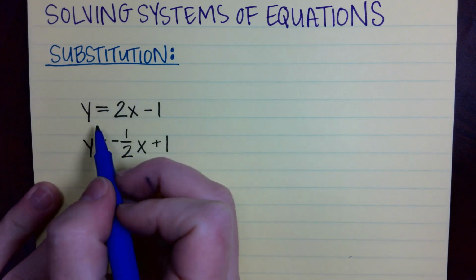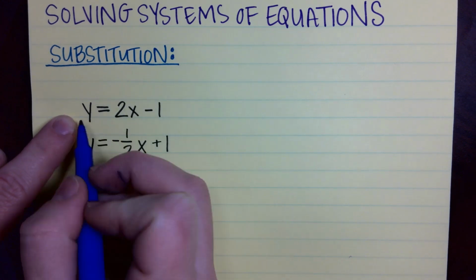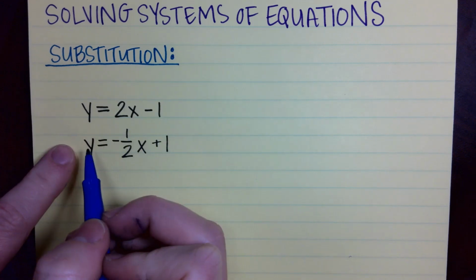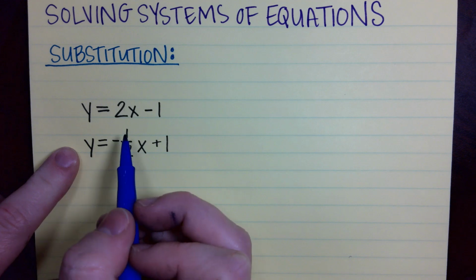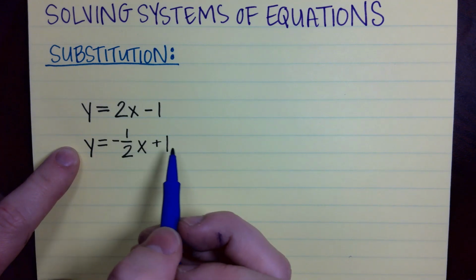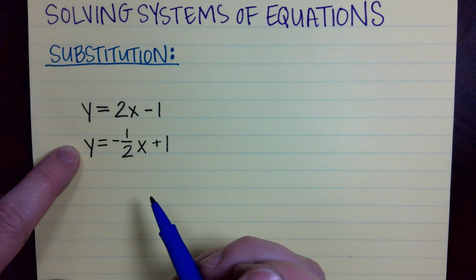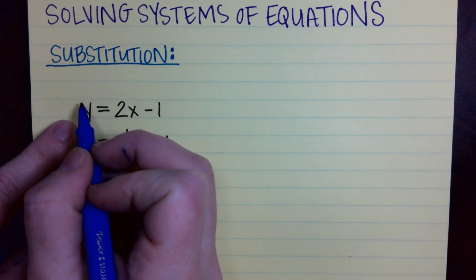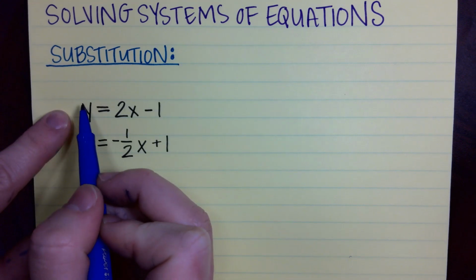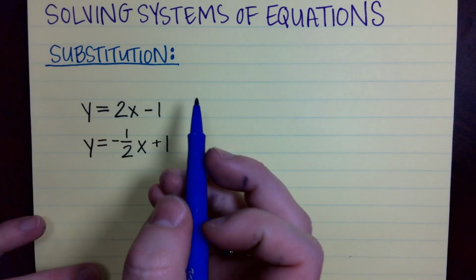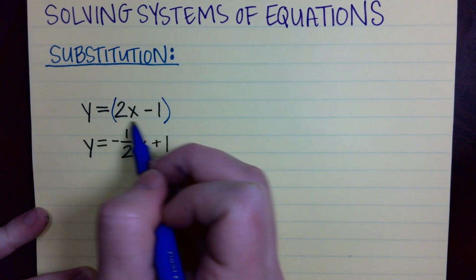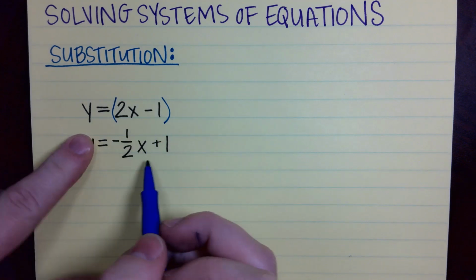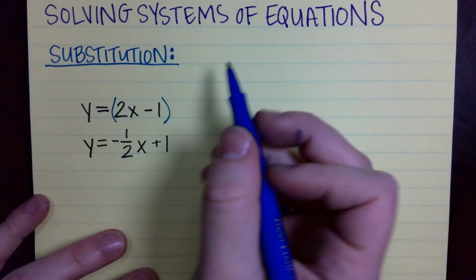So I have in my first equation y equals 2x minus 1. In my second equation, I have y equals -1/2 x plus 1. Since we don't have any specific number values to plug in for either variable to solve, what we can do is say, well, I know that y equals 2x minus 1. Why don't I put 2x minus 1 in for y right here? So that way I only have x to solve for in this equation. Let me show you what that's going to look like.